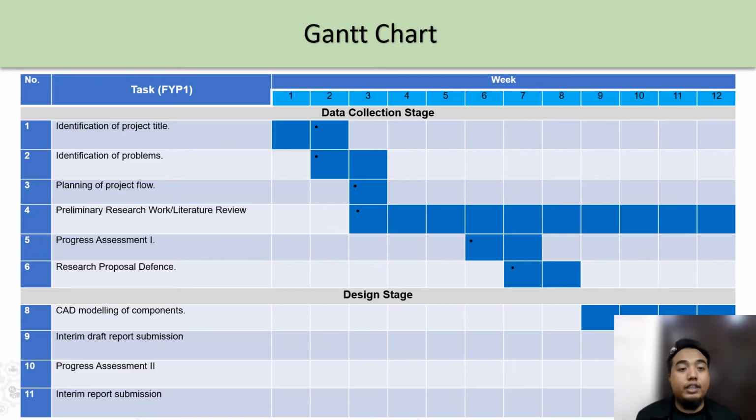So this is the Gantt chart for FLP1. I have divided it into two stages. First is data collection, then the second one is design. There are several activities under the stages that I have mentioned before. Currently I'm in proposal defense.